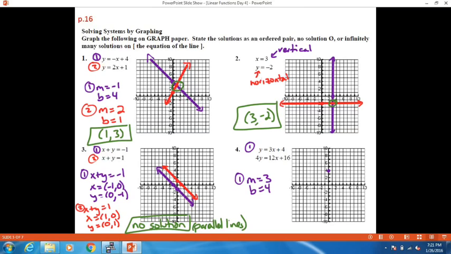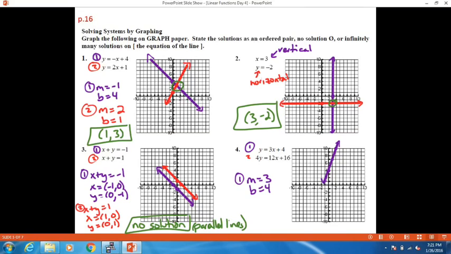Y-intercept at 4, slope of 3, so up 3 to the right 1, and then we'll get another point up 3 to the right 1. And then we'll connect those with the line. So there's our first equation, y equals 3x plus 4.